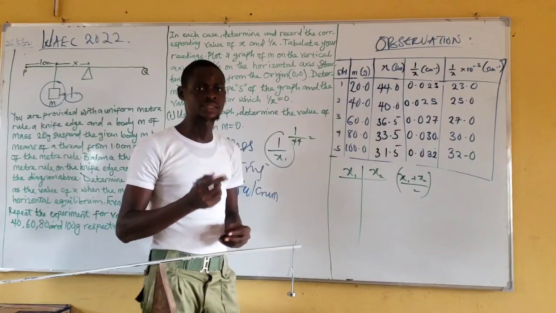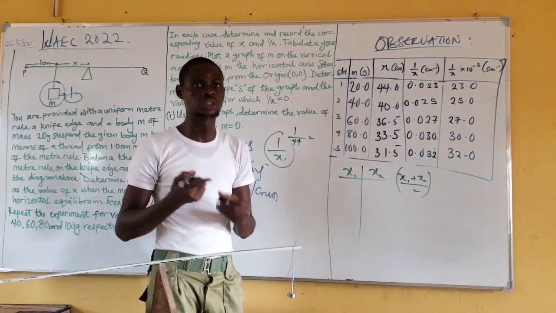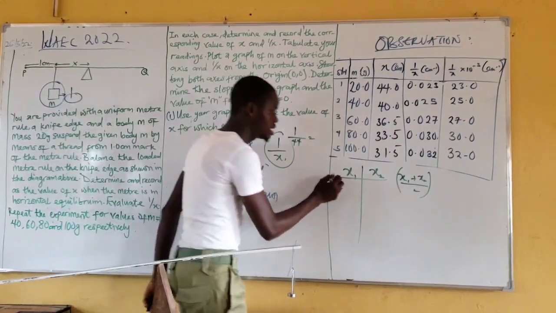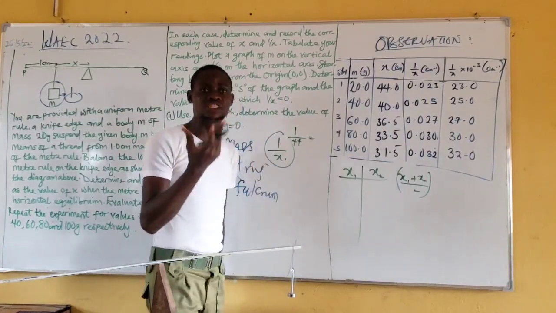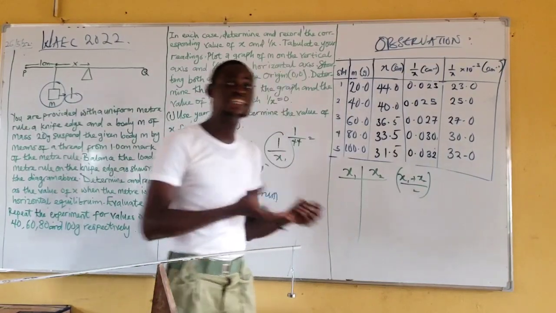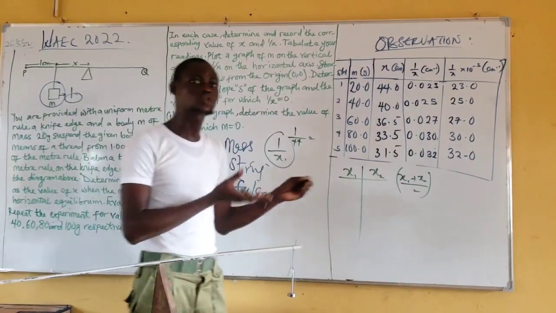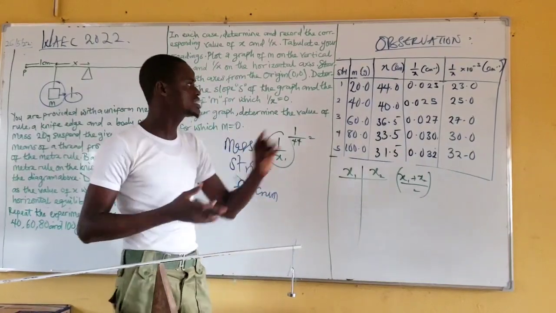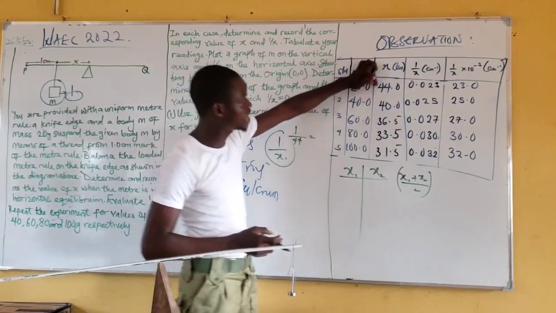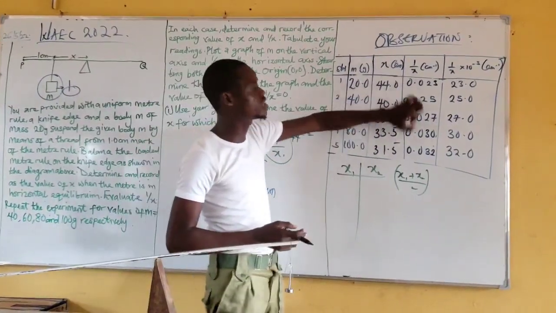If you are to write your precaution, then you must include that two readings are taken for the value of x to avoid error. So you take 2 readings to avoid error. But here I'm not using 2 readings, I'm only using a single value of x. So I'm getting my value of x, calculating my value of 1 over x.